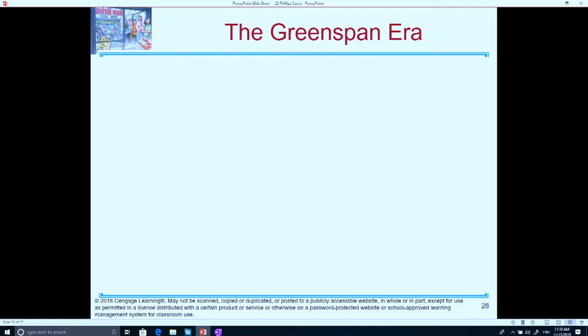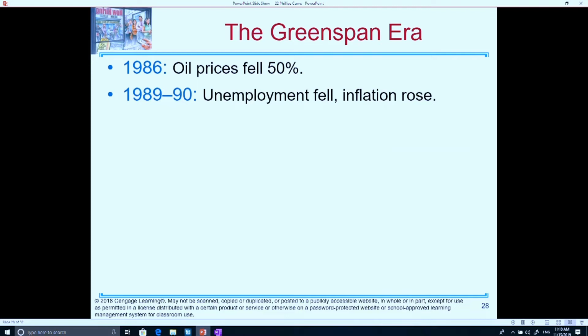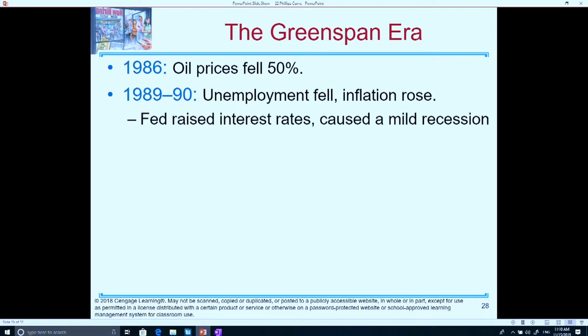Enter the next Fed chair, Alan Greenspan. 1986, oil prices fell. 89 to 90, unemployment's falling. We had a little bit of inflation. The Fed raises the interest rate. There's a mild recession. We had the savings and loan crisis in 1990. During the 90s, which had a tremendous productivity boom, the unemployment and inflation fell. We had both things falling. Definitely had a leftward shift. We had a leftward shift in the Phillips curve, and that's where it's at. You want a leftward shift in the Phillips curve. Less inflation, less unemployment. The 90s were pretty good.